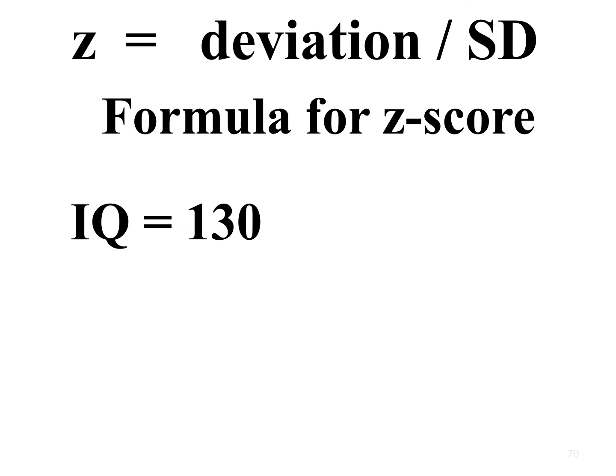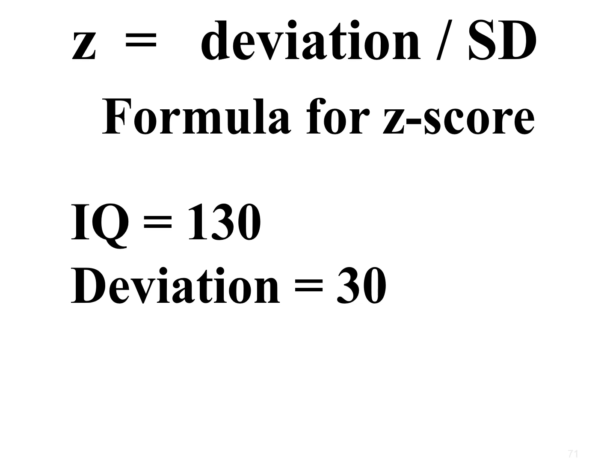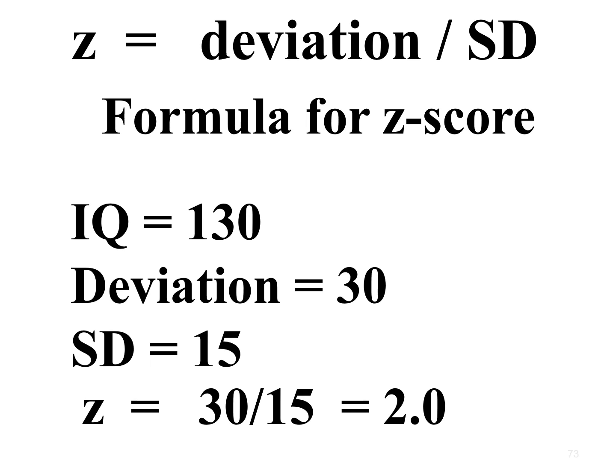In the example we have been using, let's say a child has an IQ of 130. That's 30 points above average. So the deviation for the child is going to be 30. Let's assume we know the standard deviation of IQ scores is 15. To find the child's z-score, we must divide 30 by 15. That is, we divide the deviation by the standard deviation. 30 divided by 15 is 2, so the child's z-score is 2.